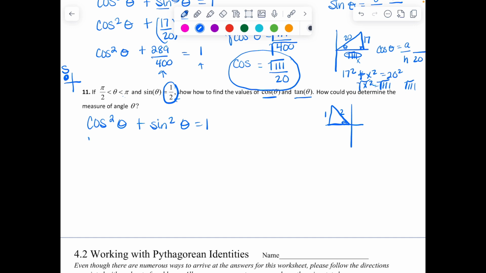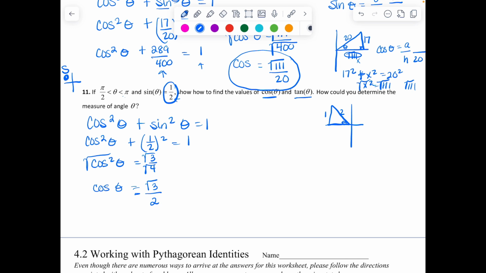Same as before, we're going to do cosine squared theta plus 1/2, that's our sine, squared equals 1. All right, and then we're going to go ahead and solve. So 1/2 squared is 1/4. We're going to subtract 1/4 from 1. So we're going to end up with cosine squared theta equals 3/4. And then we're going to take the square root of both sides. What we're going to end up with is cosine of theta equals square root of 3 over 2. Now, we have to remember our cosine has to be negative because we're in quadrant 2. So this has to be negative square root of 3 over 2.